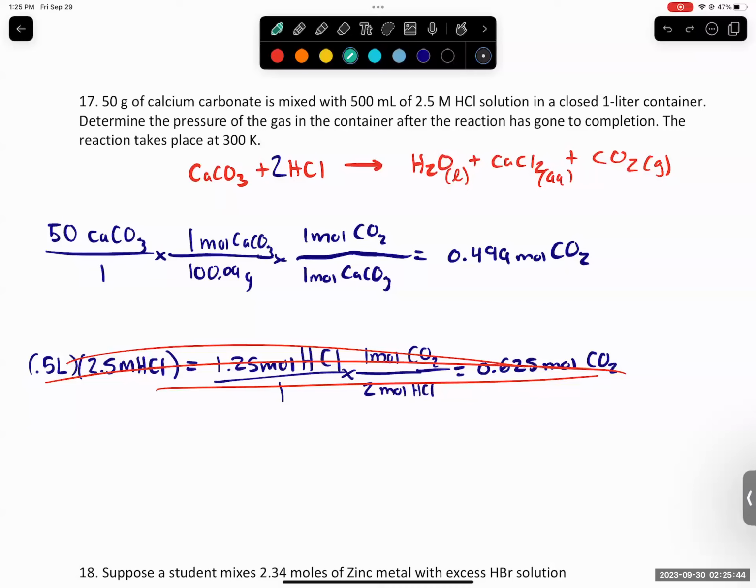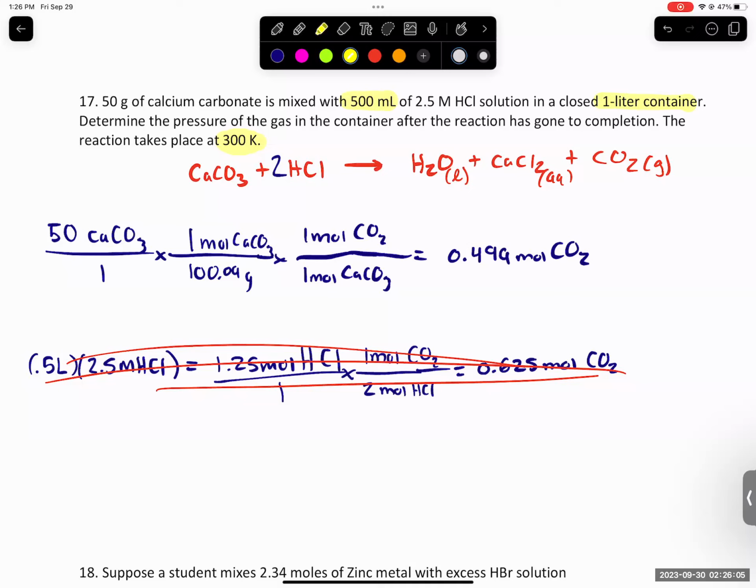STP? No, it says it's at 300 Kelvin. So that's not STP. So we are given the information of 300 Kelvin. We're given a 1 liter container, but we're given 500 milliliters of solvent or solution, right?